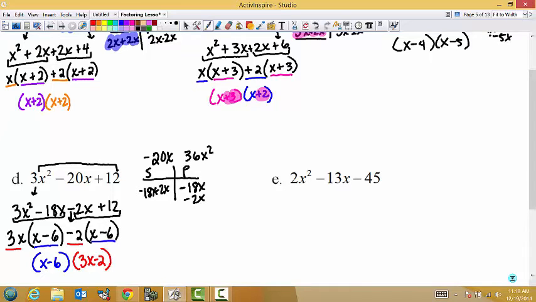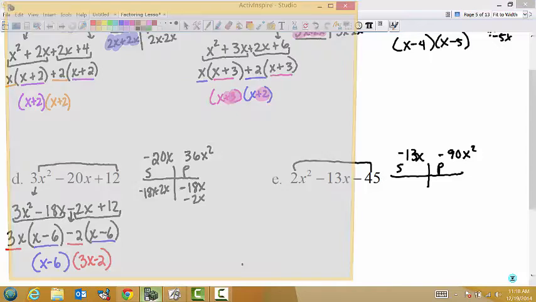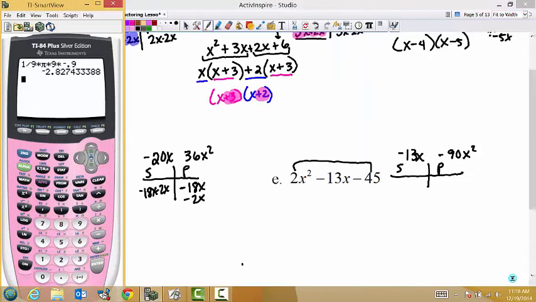Okay, let's do one more. Negative 13x, and then 2 times negative 45 is negative 90. Multiplies to give me negative 90, adds to give me negative 13. If you're not sure, you can kind of cheat just a tiny bit. Let me show you how. If the number gets big, go to your y equals and type in your number, negative 90, divided by x, and hit second table, and just scroll, and there's all the numbers, the ones that aren't decimals.